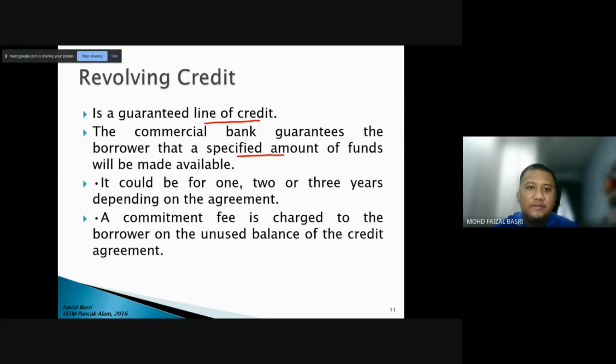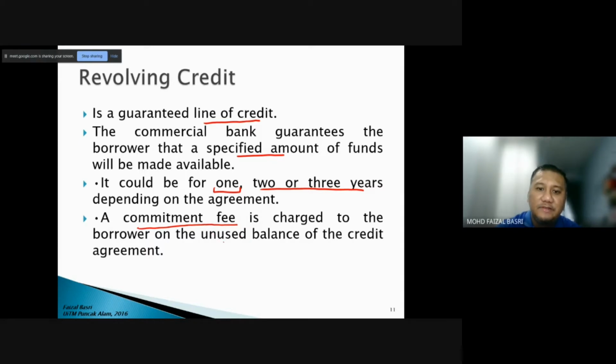However, this revolving credit can be short term, 1 year, or it can be slightly longer terms. One of the features of revolving credit is the concept of commitment fees. So what does it mean by commitment fees? If you have, for example, a 10,000 ringgit revolving credit line, but you only utilize 9,000 ringgit, so you are not using 1,000 ringgit of your line, that 1,000 ringgit will be charged with commitment fees.